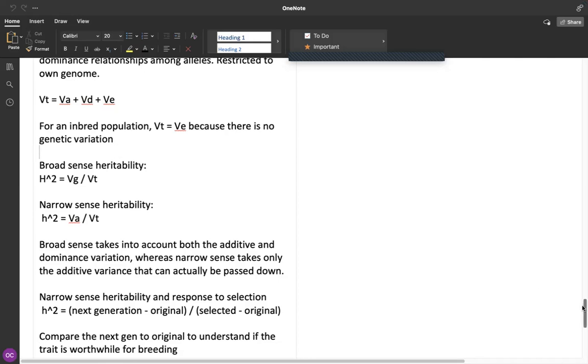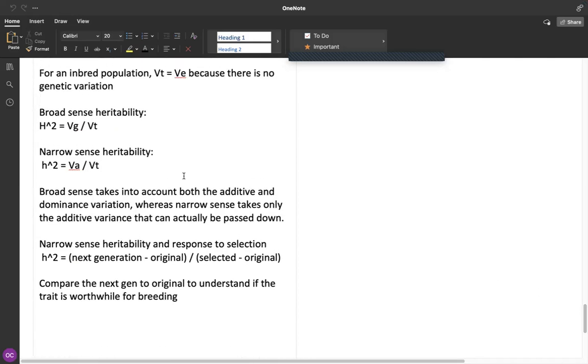Next, we have broad sense and narrow sense heritability. Broad sense heritability is the genetic variance over the total phenotypic variance. Narrow sense is the additive genetic variance over the phenotypic variance. So why are these differences important? Broad sense takes into account both the additive and dominance variation, whereas narrow sense only looks into the additive variance that can actually be passed down.